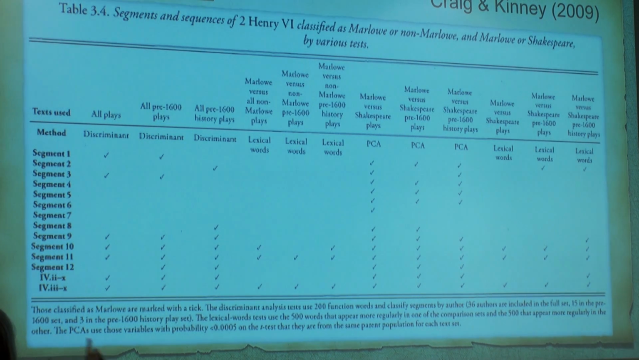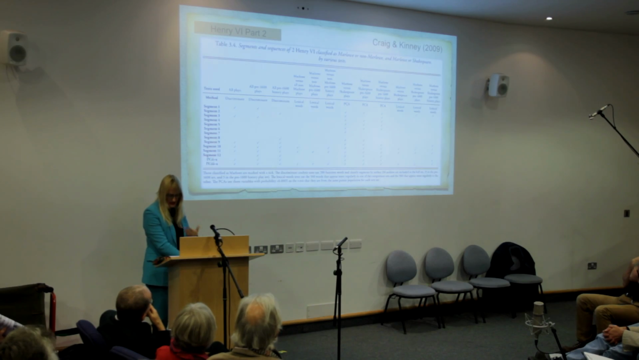There is broad agreement across all the tests that Marlowe wrote segments 10 and 11, and possibly 9 and 12. Segments 10 and 11 include the Jack Cade scenes, which are separated out at the bottom. Marlowe gets less of the play on lexical word tests, which, as I've explained, is very problematic when it comes to comparisons with Marlowe because of all the genre bias of his surviving core play corpus. But the comparison set of all non-Marlowe plays is too broad.